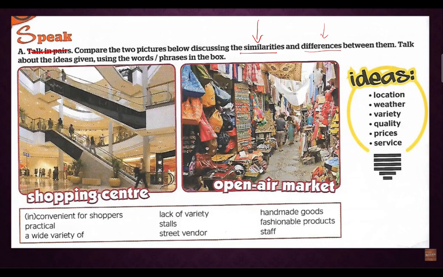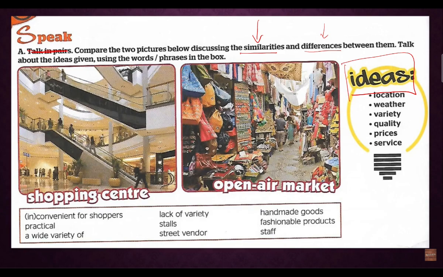Alright, so you can use some of the ideas given here. The first idea that is given is the location. So you can compare the location of a shopping center and an open air market. The location of a shopping center is normally in big cities, right? Where it is accessible. People can go there by bus, people can drive there, and there are a lot of parking spaces there. That is the location of a shopping center.